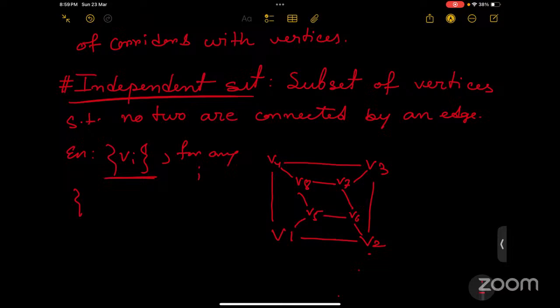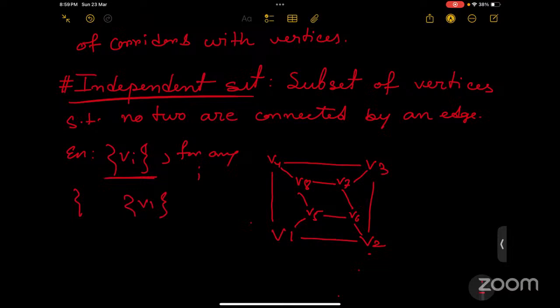But the definition is not as clear. If you look at the definition, a subset of vertices such that no two are connected by an edge. Here we don't have other points, we have only one point, right? Suppose you are taking only V1. So it is not contradicting the definition, right?